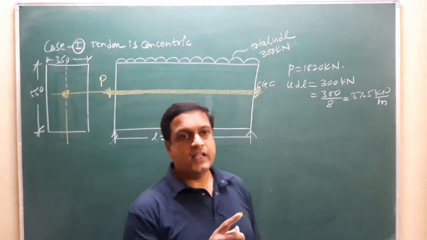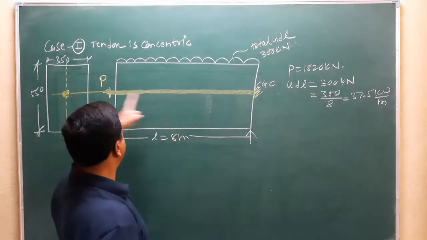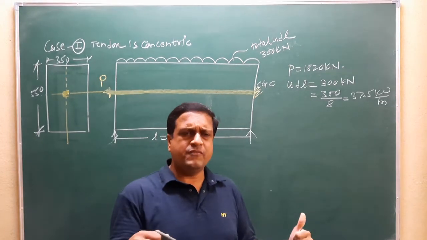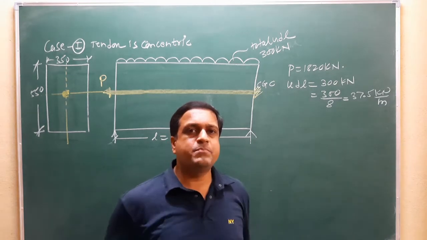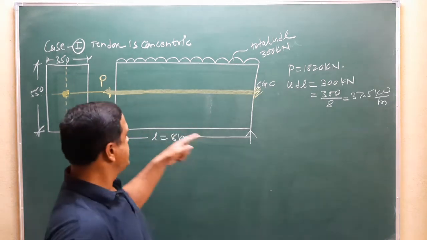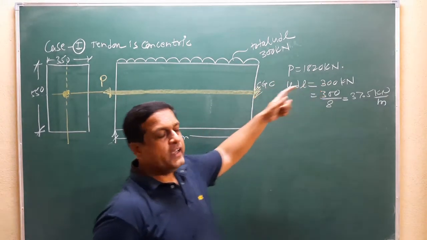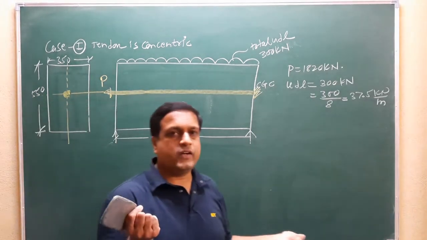First, we have to calculate the direct stress developed due to the prestressing force, because the prestressing force is applied axially. So first we have to find the direct stress, P by A. P is known, 1820. A is the area of concrete. P by A is simple to calculate.